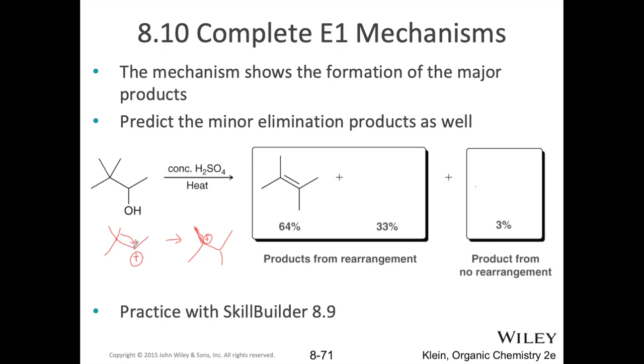If we took the original secondary carbocation and removed a beta proton from that, what would it look like? Well, look at the two carbons next to that carbocation. Is there a proton on this beta carbon to eliminate? The answer is no, right? We've got 4 bonds already to that carbon, and none of those is a hydrogen. So you'd have to deprotonate from this carbon here. So your product from no rearrangement actually looks like this.